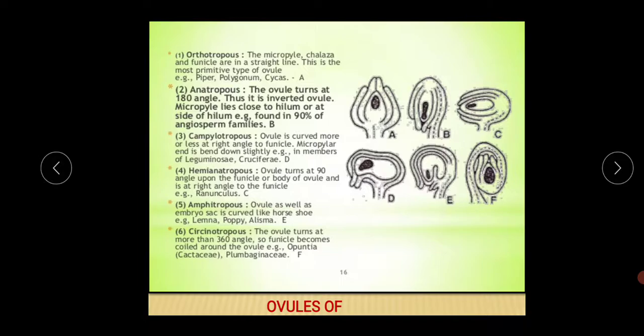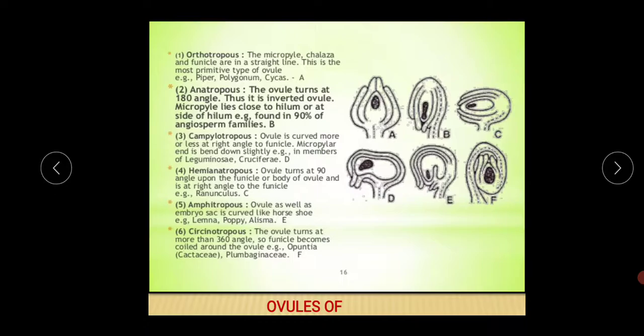Next is the campylotropous ovule. Diagram C depicts the campylotropous ovule. This ovule is curved more or less at a right angle to the funicle. Here the micropylar end is slightly bent.